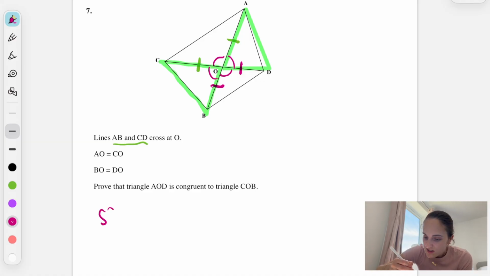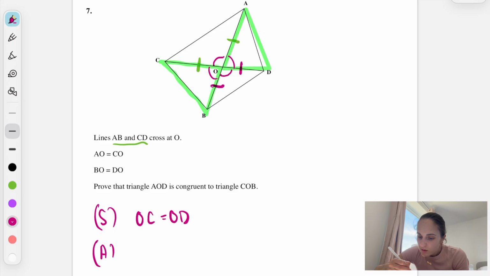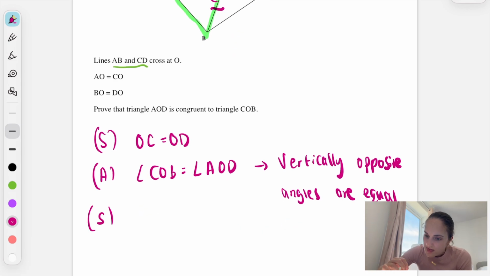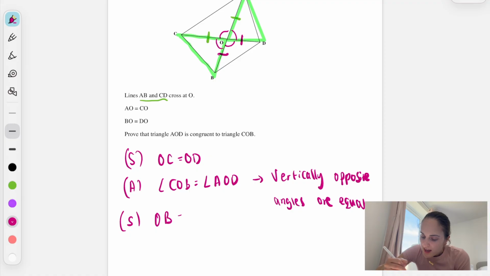So we have S, so we have OC is equal to OD, because they've told us in the question. We have A, so angle COB is equal to angle AOD, and that's because they are vertically opposite. And then we have S, and that is that OB equals OD, so we have SAS, and that is the final answer to this question.